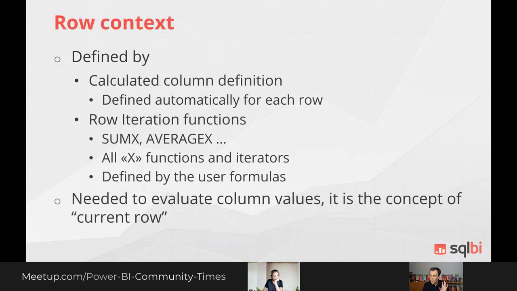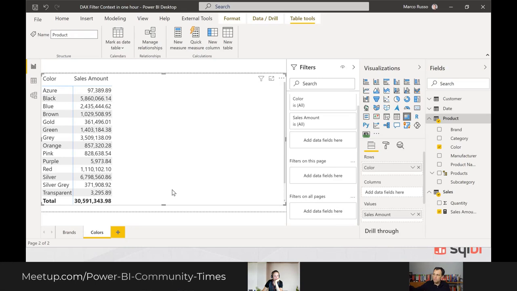So there is another element, however, that is required to evaluate almost any calculation in DAX. And this second element is called the row context. The row context is something that, at the beginning, seems more difficult to understand because it's something that is not visible in the report. When you look at a report like this one, we don't have any row context. Actually, we have some row context, but not something that is immediately visible.